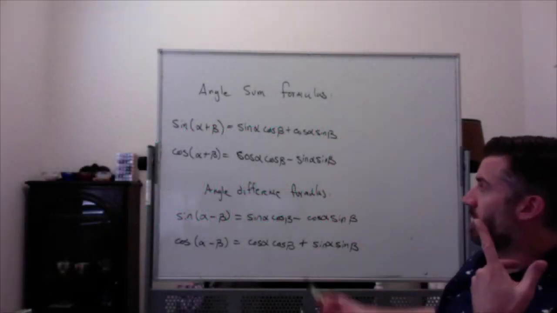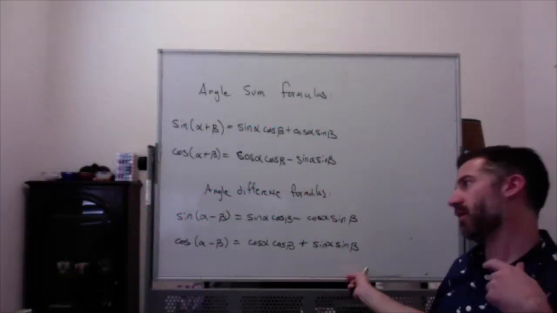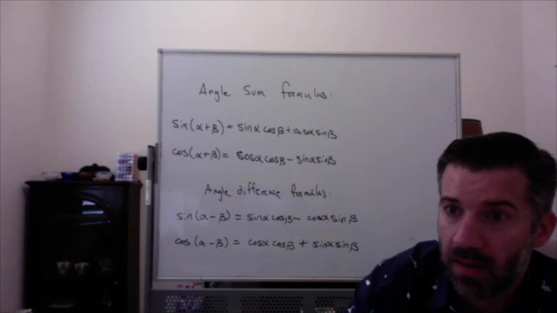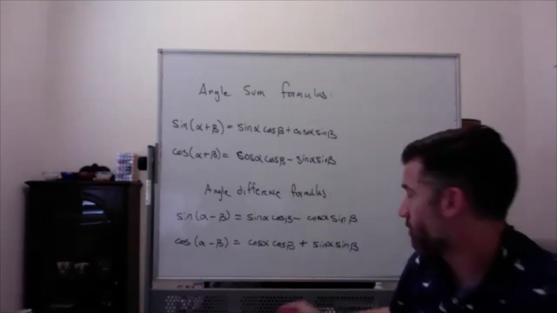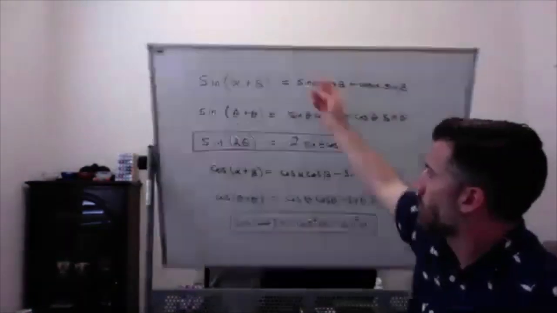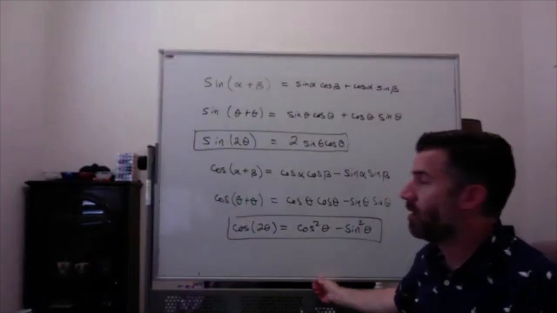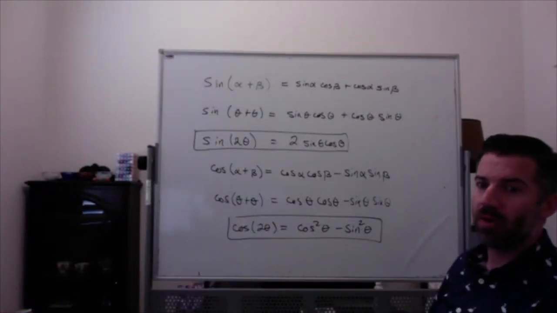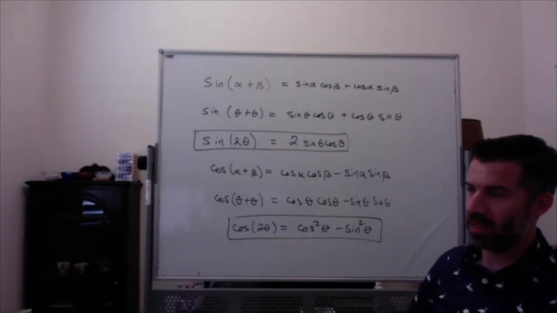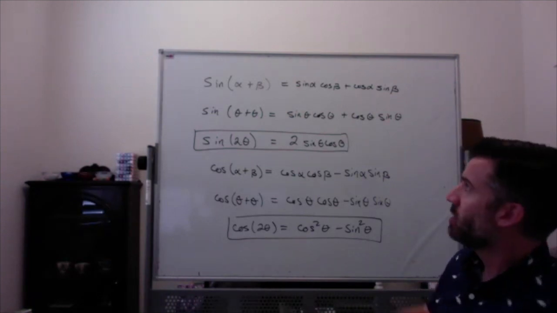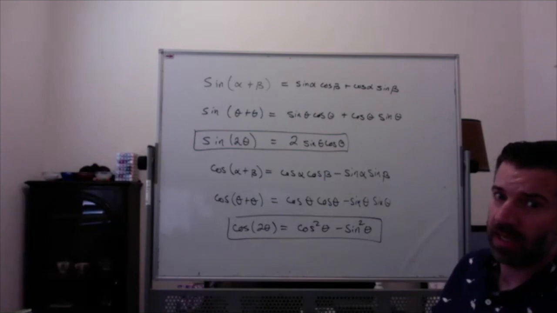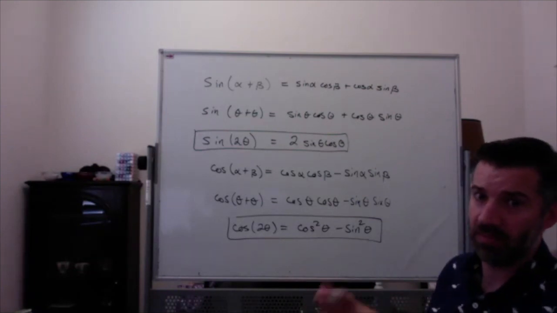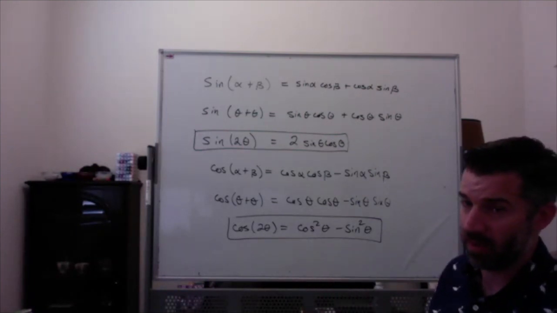So these are the angle sum formulas, angle difference formulas, and then on the other side, we have the same angle sum formulas, but now we're going to modify them or re-express them slightly. So we still have sine of alpha plus beta is equal to sine of alpha times cosine beta plus cosine of alpha times sine of beta.